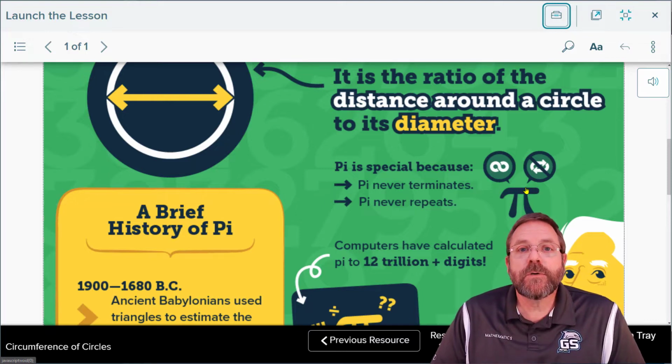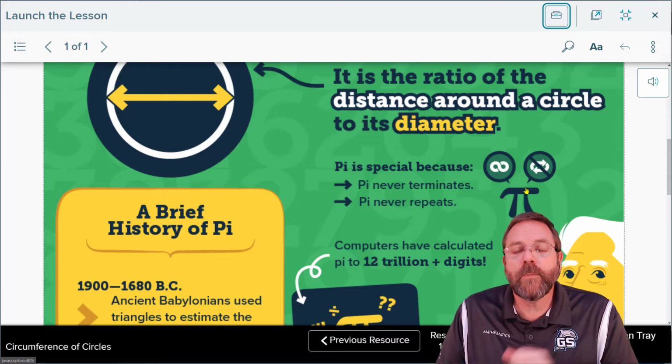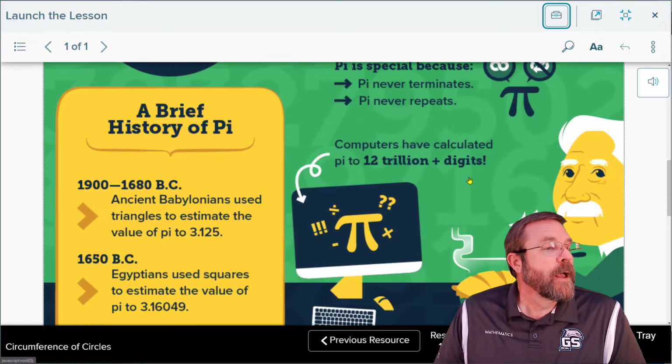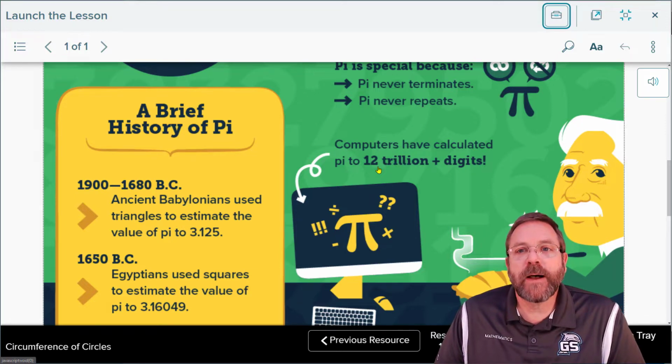Each year I generally do a challenge with my advanced math students where they can get a bonus quiz just for memorizing the first 50 digits of pi. Right? Yep, that's hard to do. Computers have calculated pi to the 12 trillionth digit, and I know that there are people out there who've actually memorized pi to the 100,000th decimal place. Like they don't have anything better to do with their life.